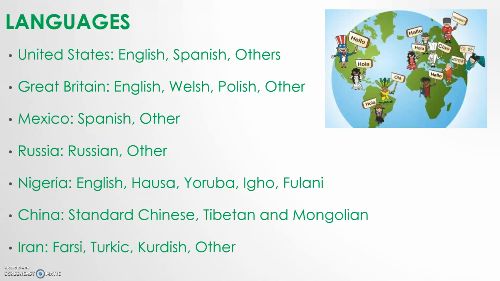I then compared the different languages spoken in each country. Here I have only stated the top or dominant languages. United States, English or Spanish. Great Britain, English, Welsh or Polish. Mexico, Spanish. Russia, Russian. Nigeria, English. China, Standard Chinese. And Iran, Turk or Kurdish. I also found this picture that I thought was cool.